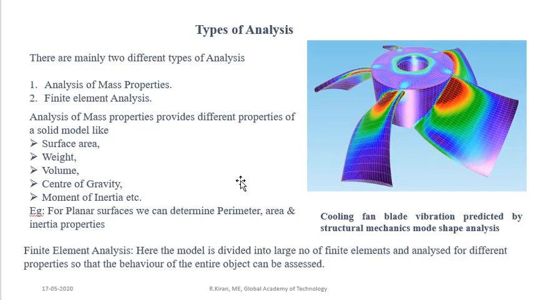Next, what are the different types of analysis performed on the material? Mainly there are two different types of analysis. One is the analysis of mass properties. The next one is finite element analysis.